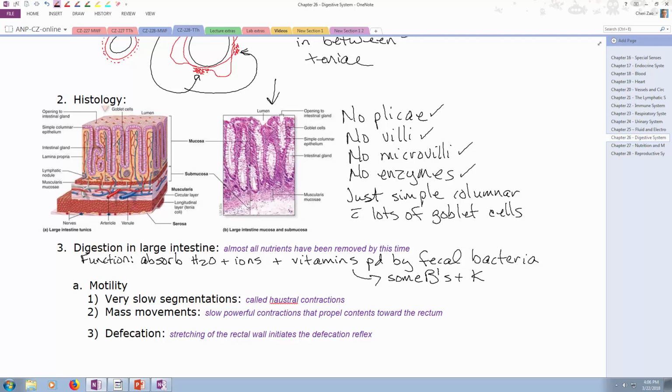The haustral contractions clamp down on that fecal material, and if it's really hard, it makes it more likely for a herniation to occur, and that herniation itself is called a diverticulum. A single one is a diverticulum. Many are diverticuli, remember nucleus, nuclei, and the condition of all these herniations is called diverticulosis.